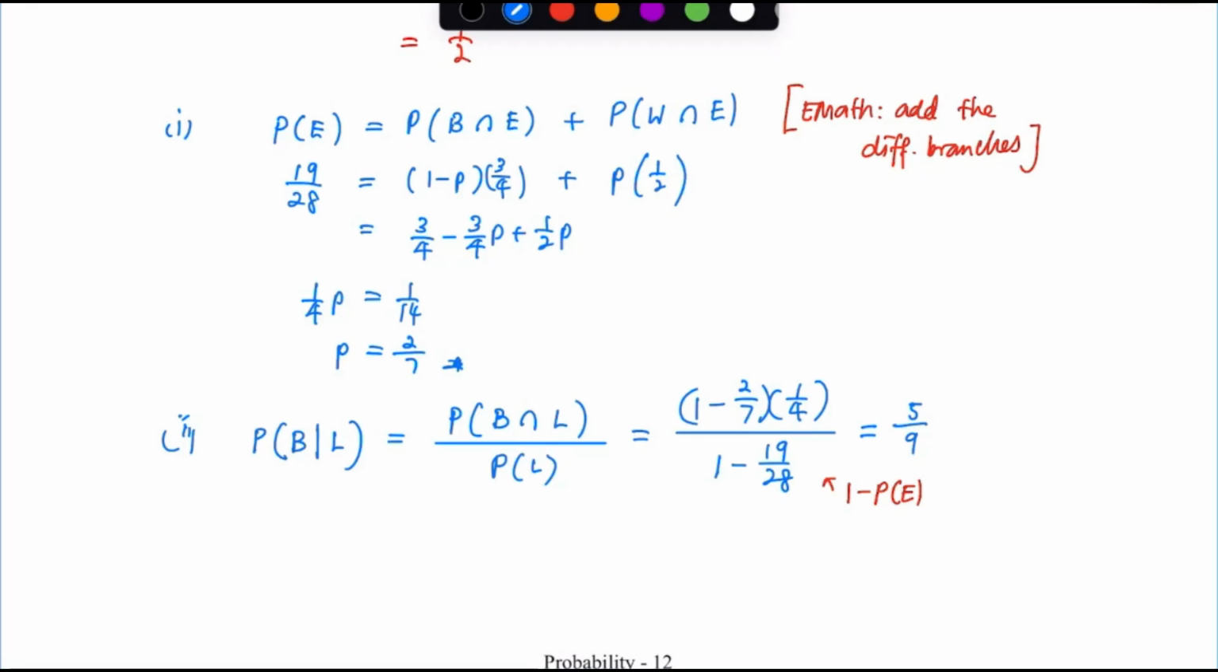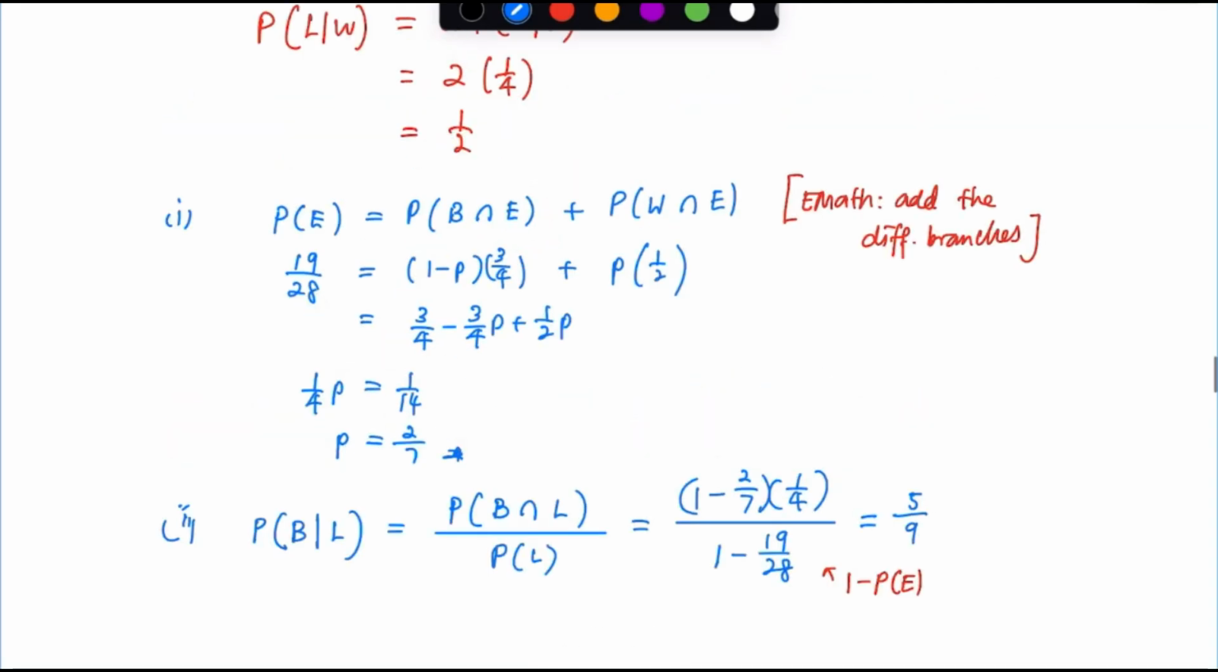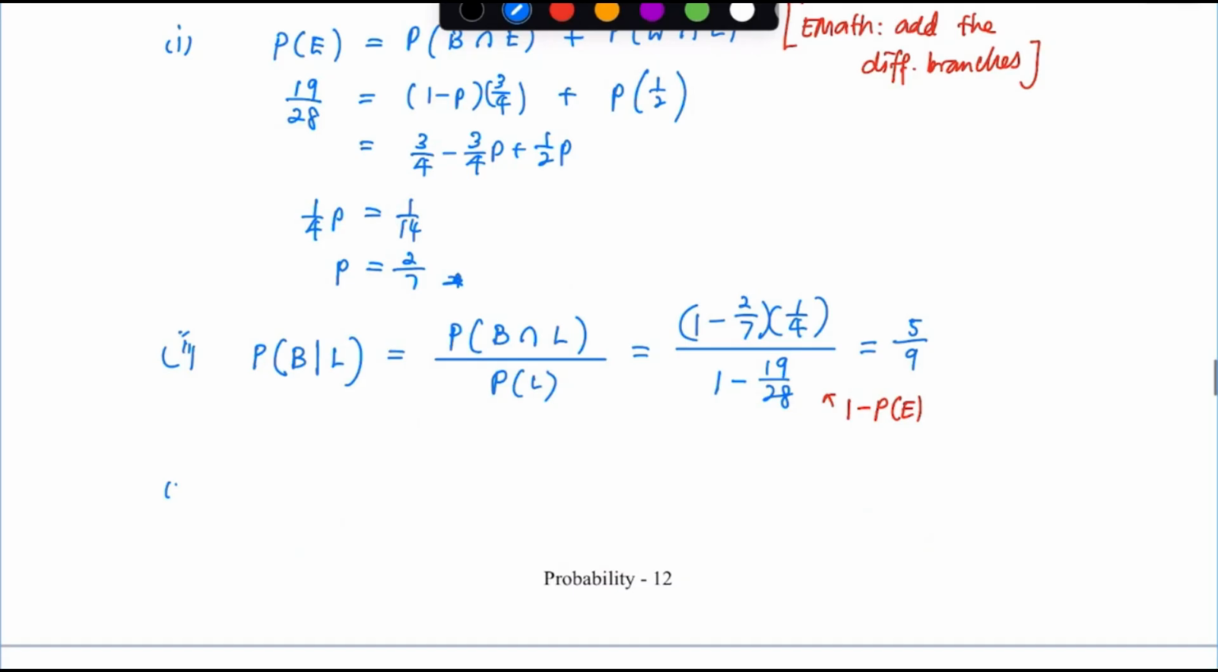Part 3 is the extension. Now instead of one student, we are picking two students. Even worse. So we are going to add another dimension. What is the probability that both students walk to school and are late? Instead of analyzing both at the same time, let's consider one student first: the probability that one student walks to school and is late.